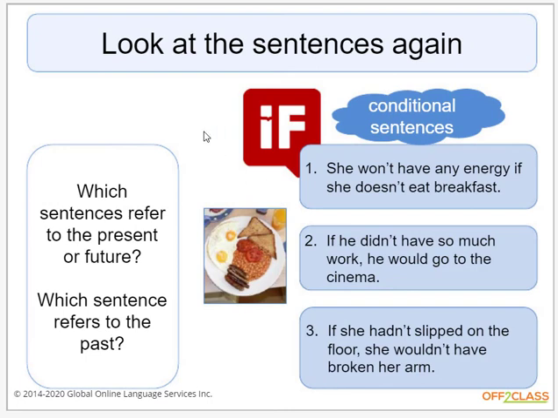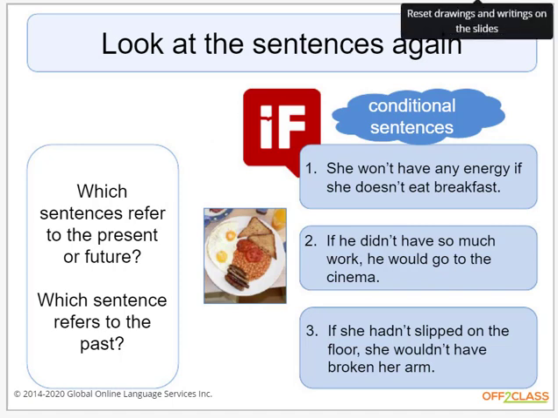Here are some more examples. Look at the sentences again. Which sentences refer to the present or future, and which one refers to the past? So let's play this game. The first sentence: is this present or future? She won't have any energy if she doesn't eat breakfast. Is it present, future, or past? The answer is it's present or future. So she won't have any energy if she does not eat breakfast. That talks about the present.